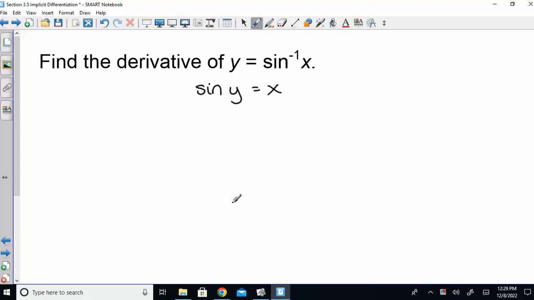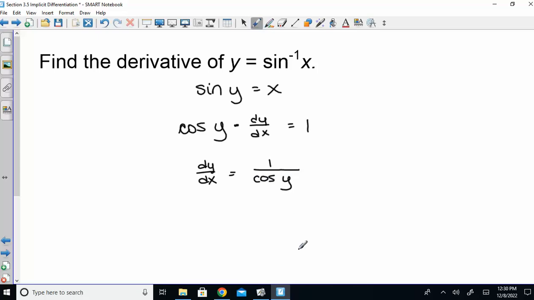So now, could we do a derivative from here? Derivative of sine is cosine. Angle stays the same. Times derivative of the inside, derivative of y would be dy/dx, equals the derivative of x, 1. So dy/dx is 1 over the cosine of y.